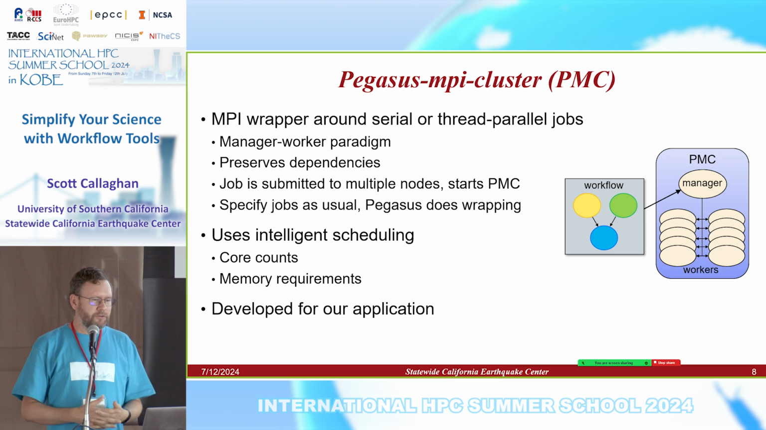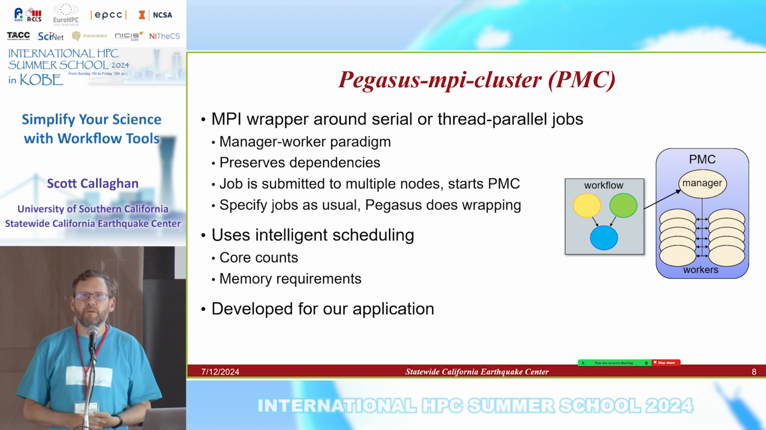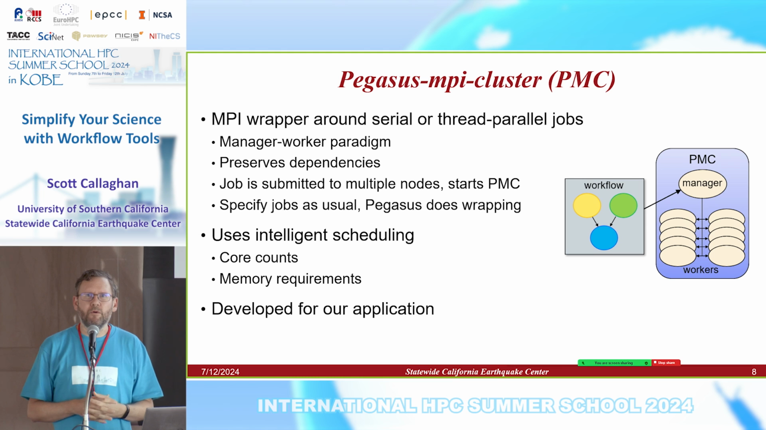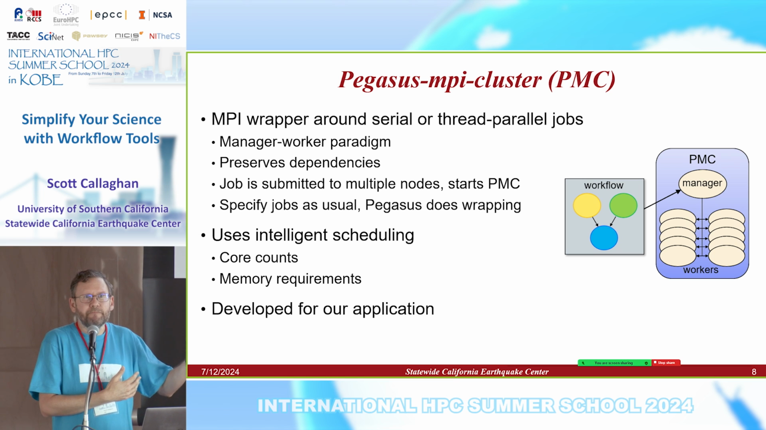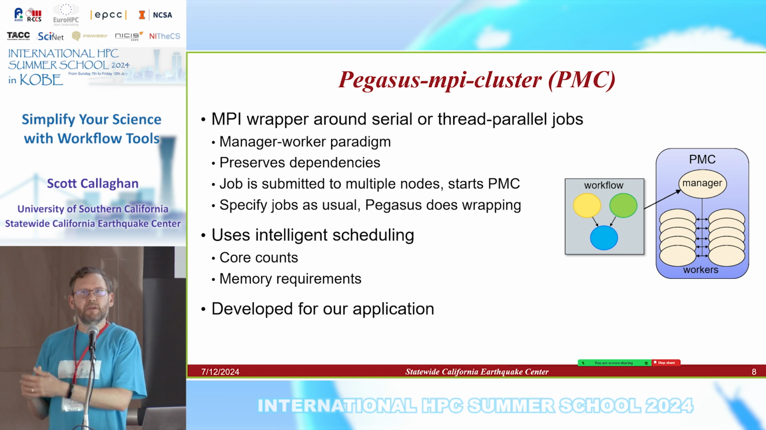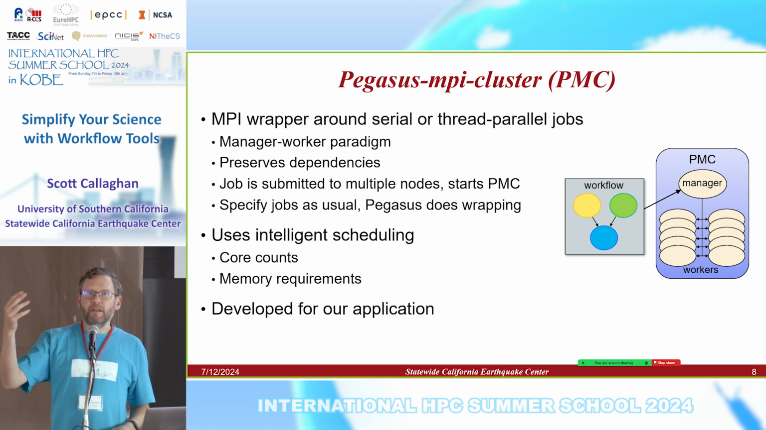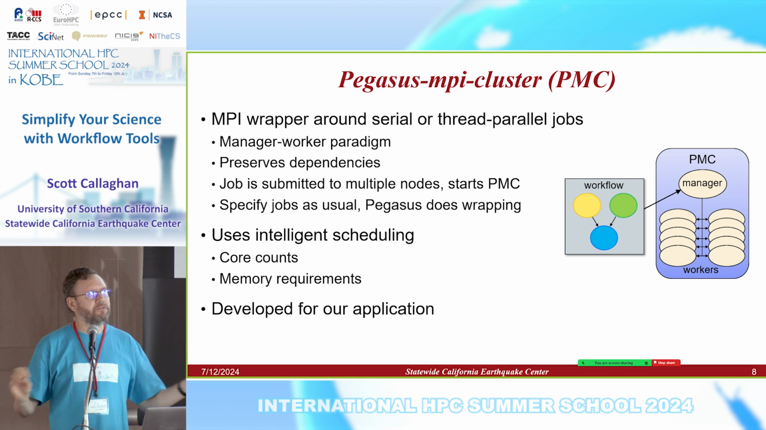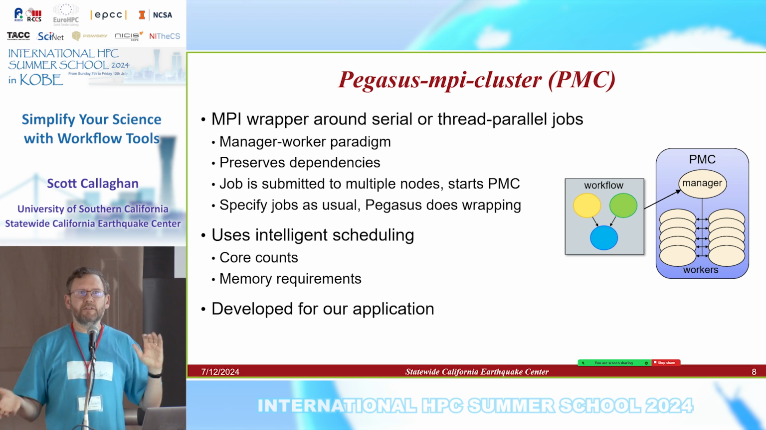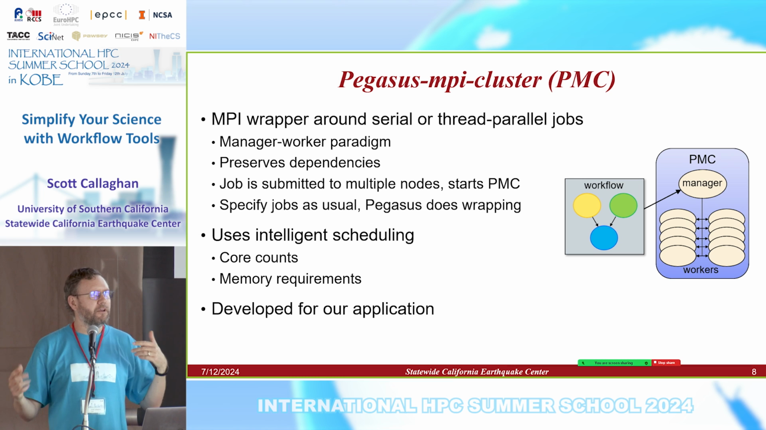The workflow tool that we use, Pegasus, ships with a particular tool called Pegasus MPI Cluster, or PMC. This is an MPI wrapper around serial or thread-parallel jobs, and it uses a manager-worker paradigm. So the idea is you have a workflow that you want to run. You hand it off to PMC. It starts up an MPI job. The manager reads in your workflow, looks at all the tasks that need to be executed, and then hands those tasks out to the workers. When the workers finish, they call back and ask the manager for more work, and this just keeps going until all the tasks in your workflow are done.